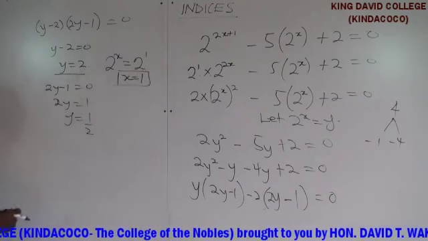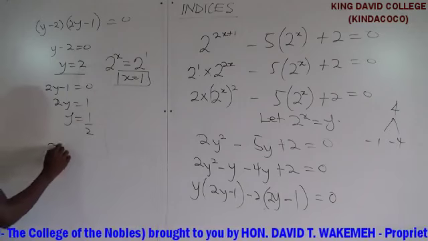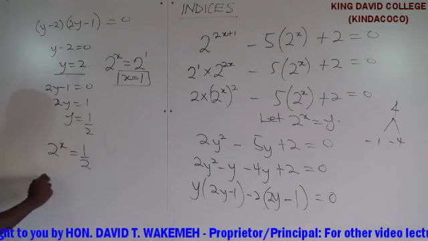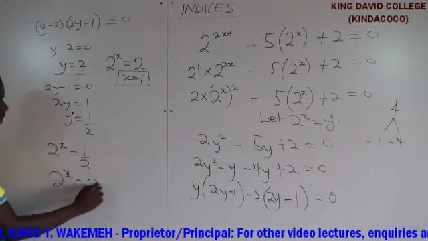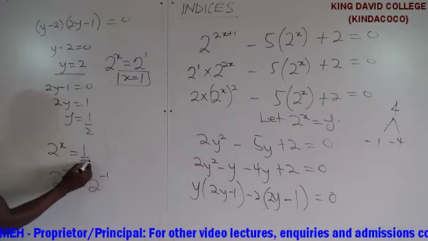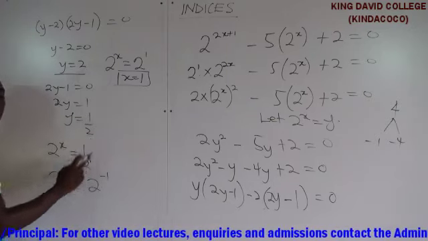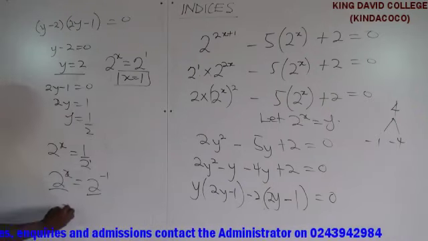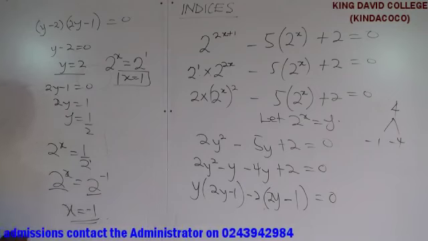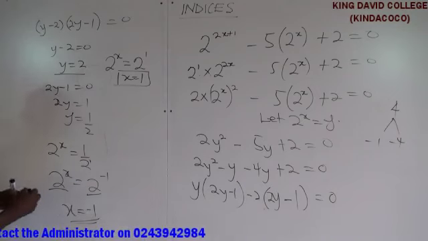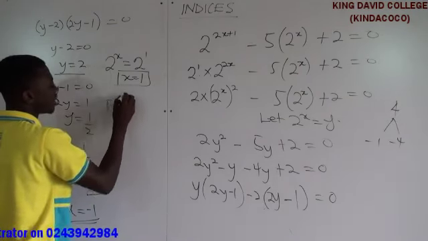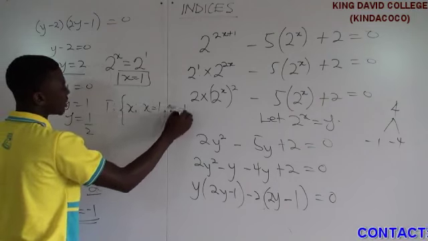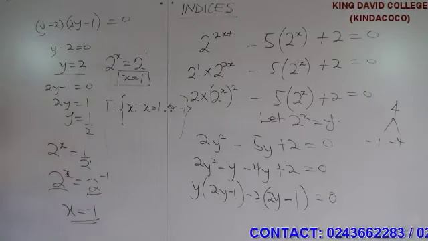And then here too, 2 to the power x is equal to half. So we have to make it a linear form. So 2 to the power x is equal to 2 to the power negative 1. Because it's 2 to the power 1 here, so when it goes up, it becomes 2 to the power minus 1. Hence, same base, we equate the exponents. So x is equal to negative 1. So we have 1 and negative 1. So the true set is x such that x is equal to 1 or negative 1. Simple and short.